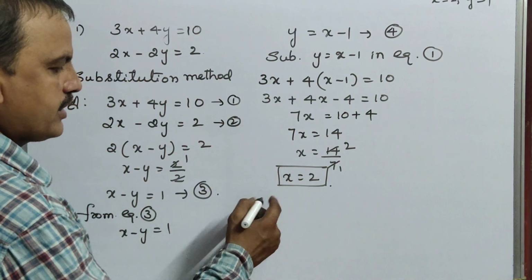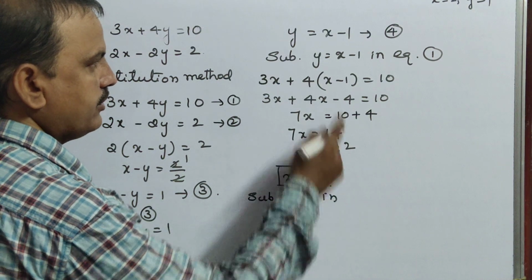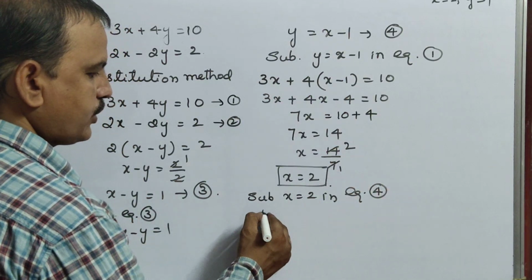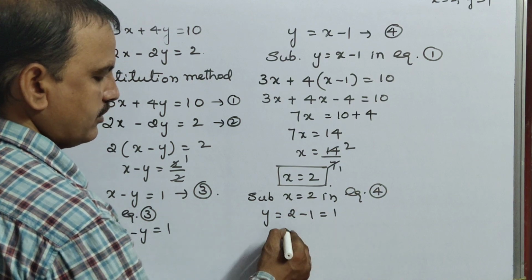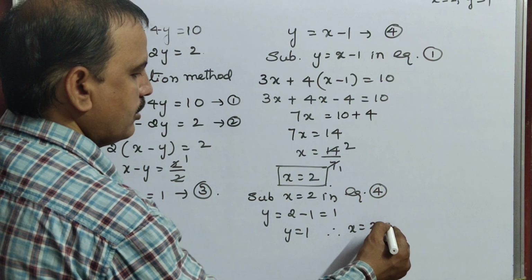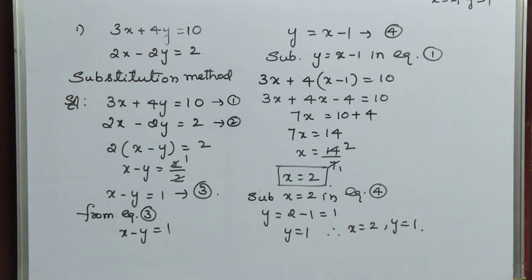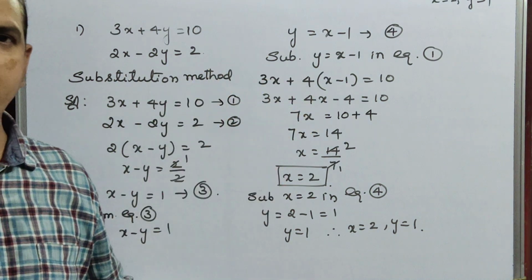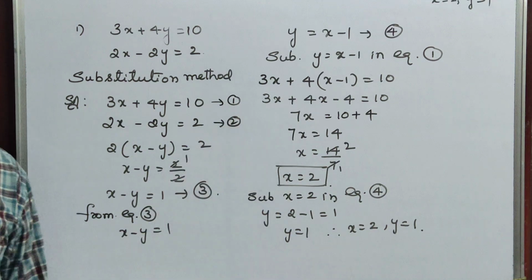Now, substitute this x equals 2 in equation 4. That means y equals 2 minus 1, that equals 1. That is y equals 1. Therefore, x equals 2 and y equals 1. That means your solution is correct because both the before answer and this answer got tallied. So like this you can do when both methods are given.